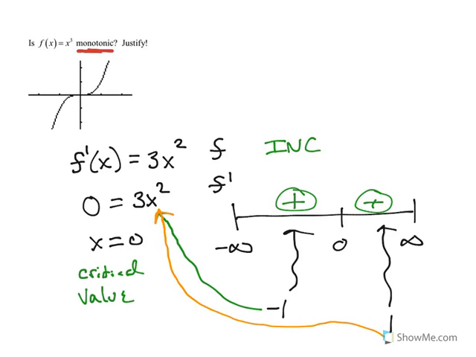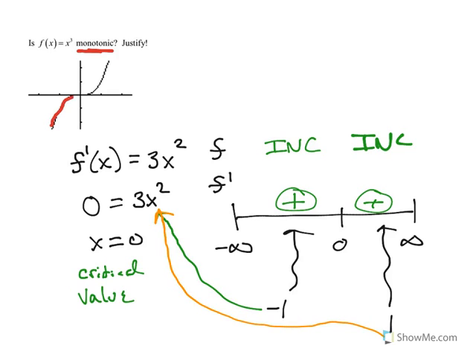So again, f prime was positive on this interval, so that means f must have been increasing. So it was increasing and increasing, so that would be considered monotonic because it is always increasing. It does not change direction and go from increasing to decreasing or decreasing to increasing. And again, you can kind of check this by looking at a graph.